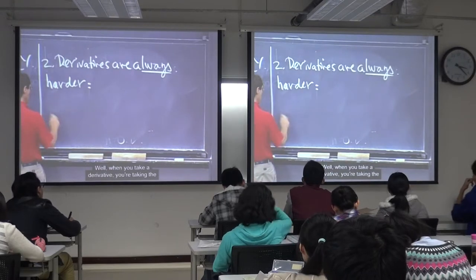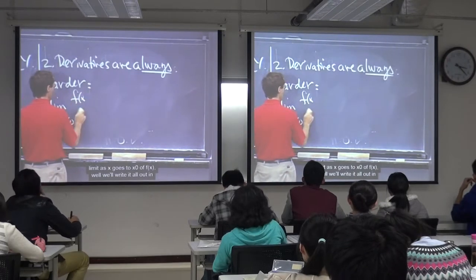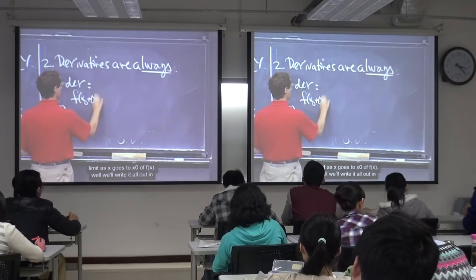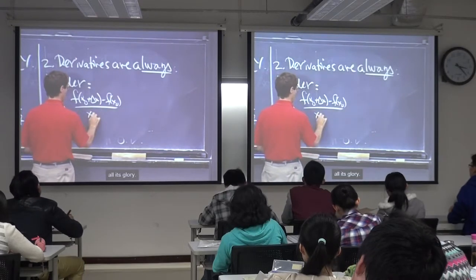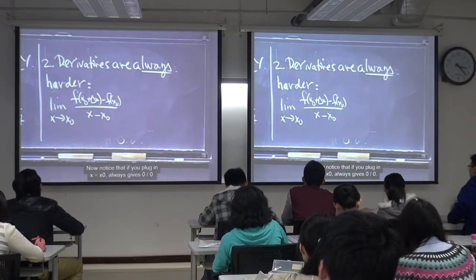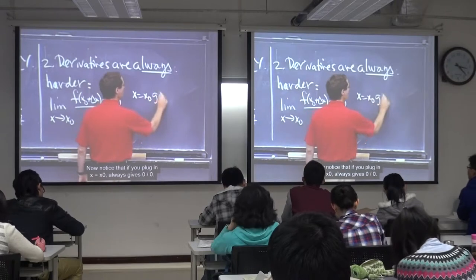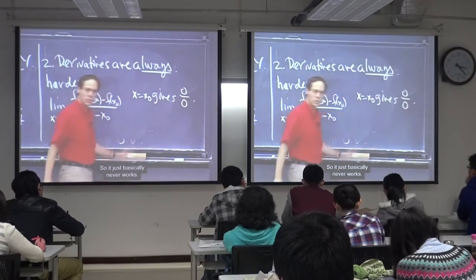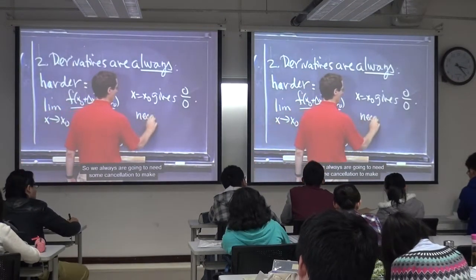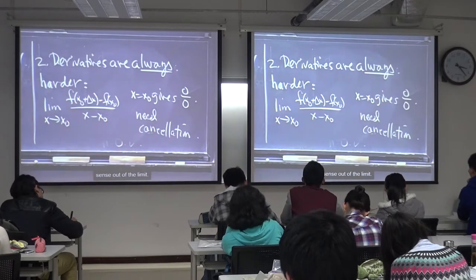Well, when you take a derivative, you're taking the limit as x goes to x0 of f of x, and all its work. Here's the formula for a derivative. Now notice that if you plug in x equals x0, it always gives 0 over 0. So it just basically never works. So we always are going to need some cancellation to make sense out of the limit.